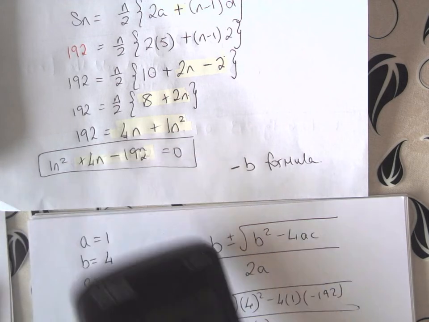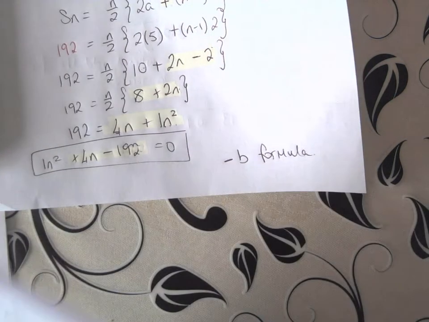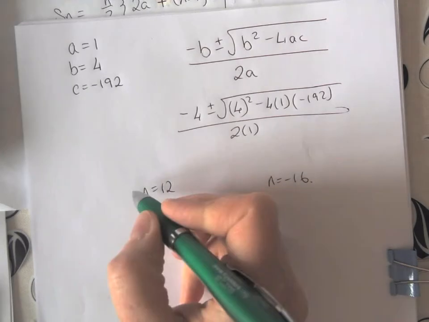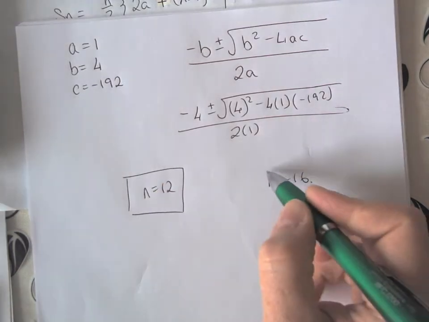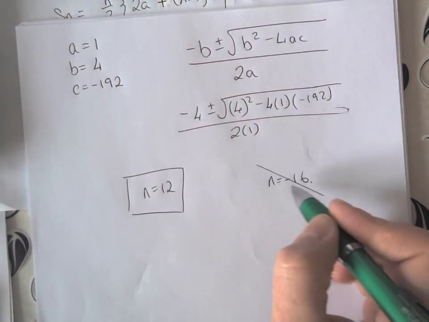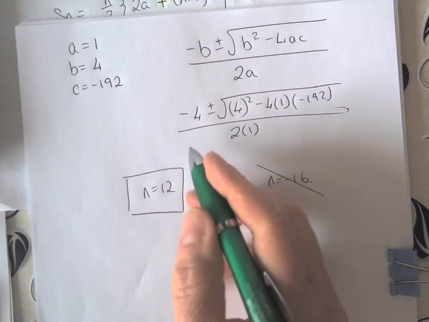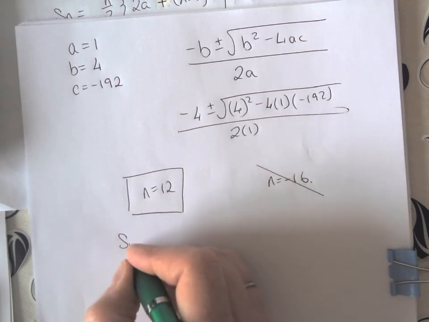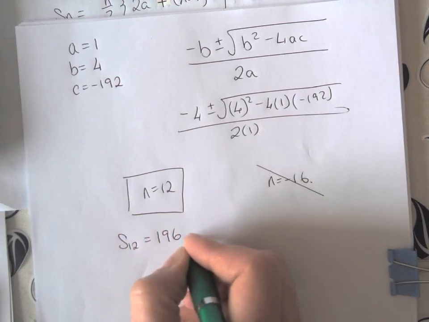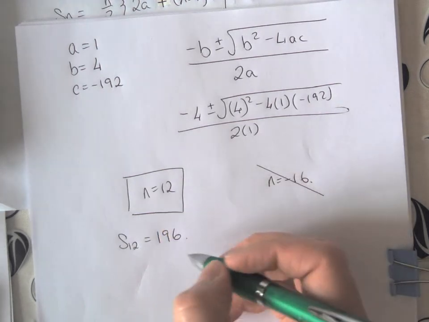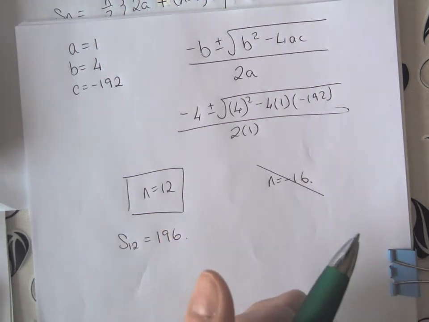Okay, so we're talking about term numbers. So we can't add minus 16 terms, so this is not a solution. So your answer is n is equal to 12. So S12 would have given you 196, which means if I added 12 of the terms, I'd have got 196. Okay.